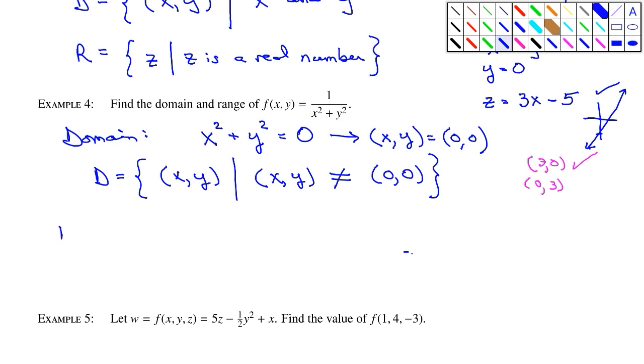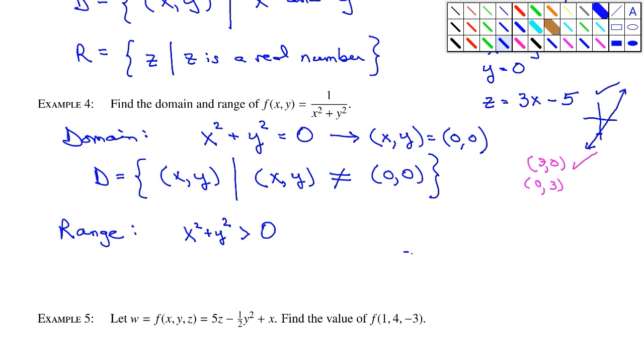Now what about the range? What kind of values can I get from this? Well, let's think about this denominator, x squared plus y squared. We now know that we can't use 0, 0. So that means anything I get has to be positive, which means it's greater than 0.